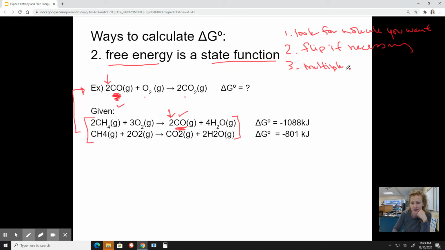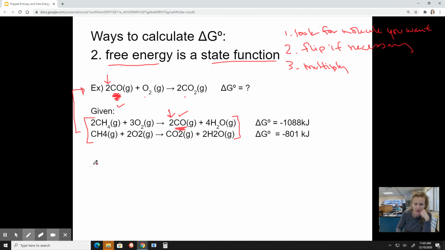All right, and then the third one, you need to look to see if you need to multiply. And this is done by looking at coefficients. What's the coefficient you want? What's the coefficient you're given? If they match, you don't have to do anything. If they don't match, you have to multiply the given one to get what you want.